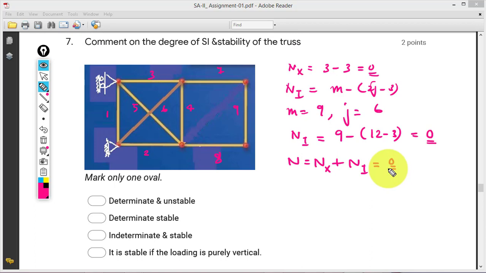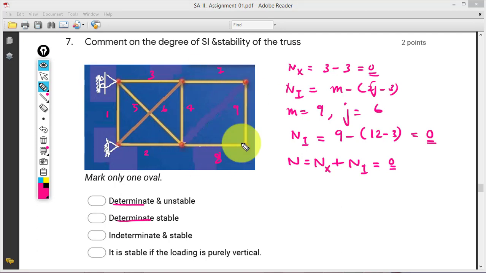If you look at the options, this is determinate, and here also we have determinate, so these two can be the answer, but we have to see the stability of the truss. Always remember, a determinate structure does not always mean that it will be stable. To comment on the stability, you have to see the arrangement of the members. In this part we have a sufficient number of members, but if you look at this part, there are no diagonal members, so it cannot keep this geometry.